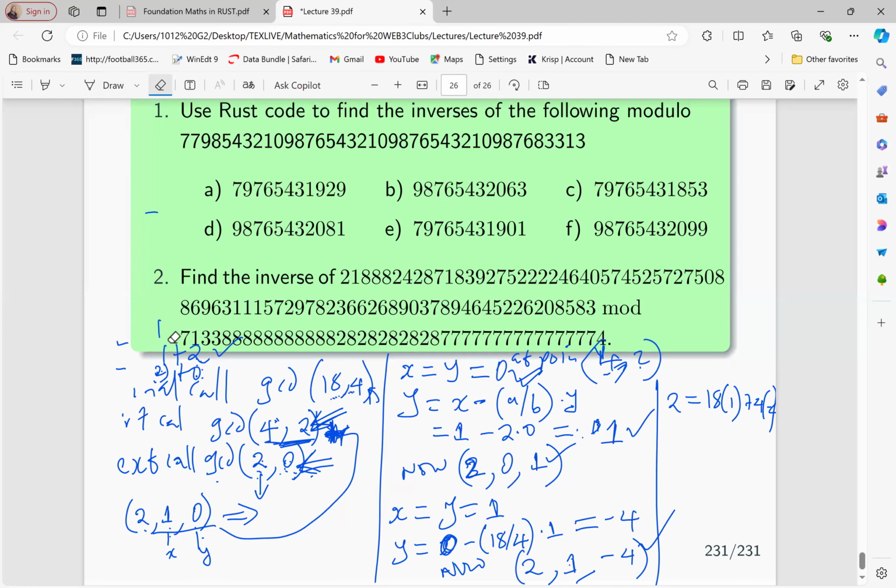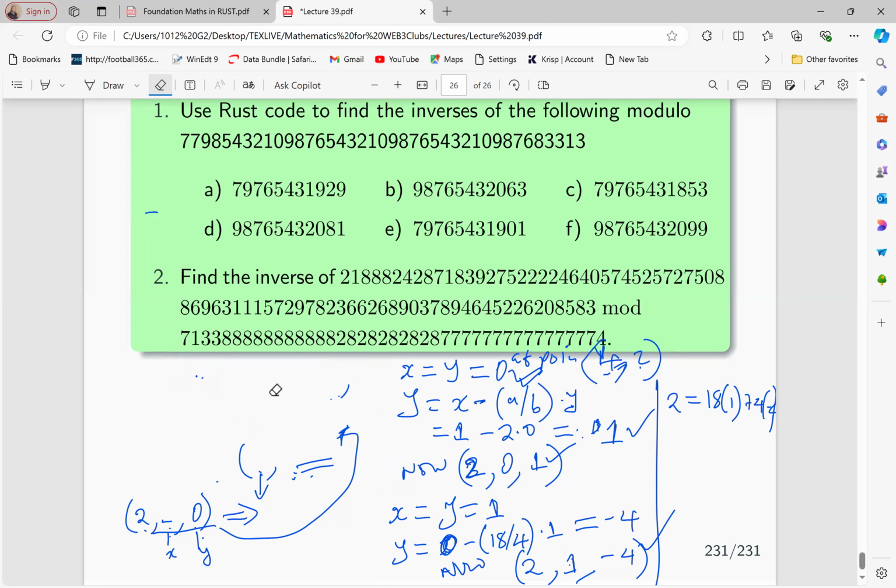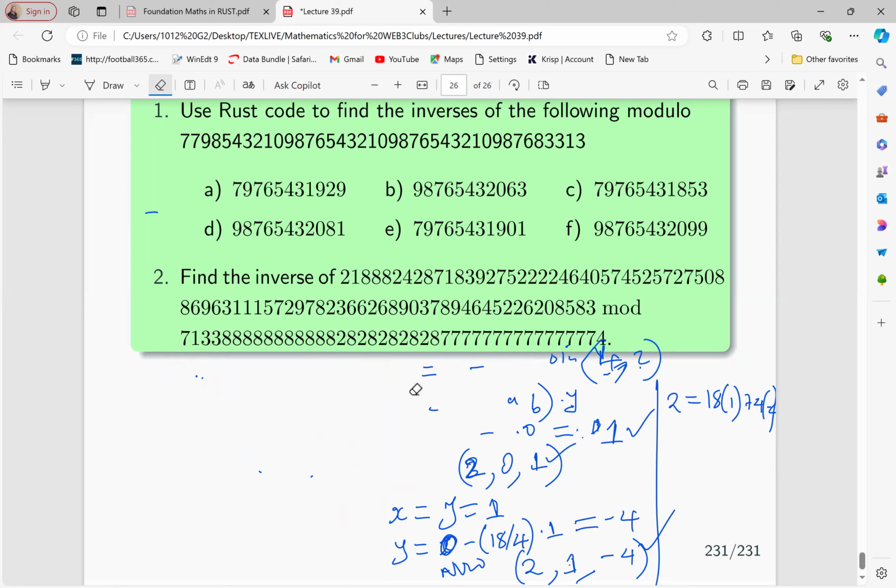Now let's look at how the inverse function works. We looked at how the GCD works. And the GCD would work and give us the GCD and then give us the coefficients. Just the coefficients. So from there, the inverse function picks up. And then it's supposed to give us the inverse of that number.